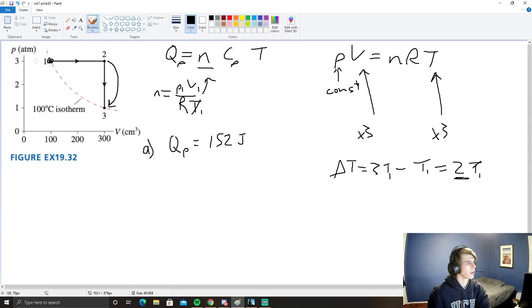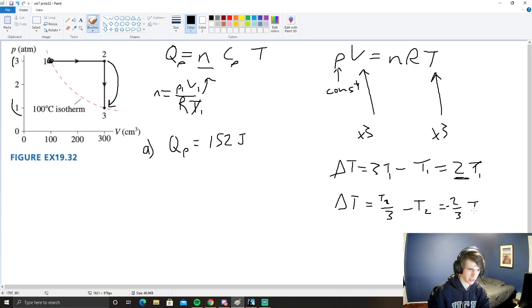Well, let's see. The P is divided by 3. So that means in this case, our volume would be the constant, and our pressure is being cut to a third. So our temperature has to undergo the same process. In this case, it'd be T2 over 3 minus T2, and that would be negative 2/3 T2. It's a little uglier, but it's manageable.